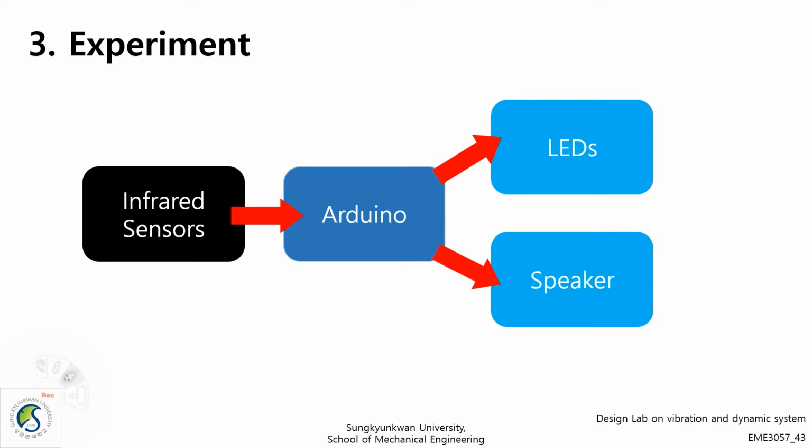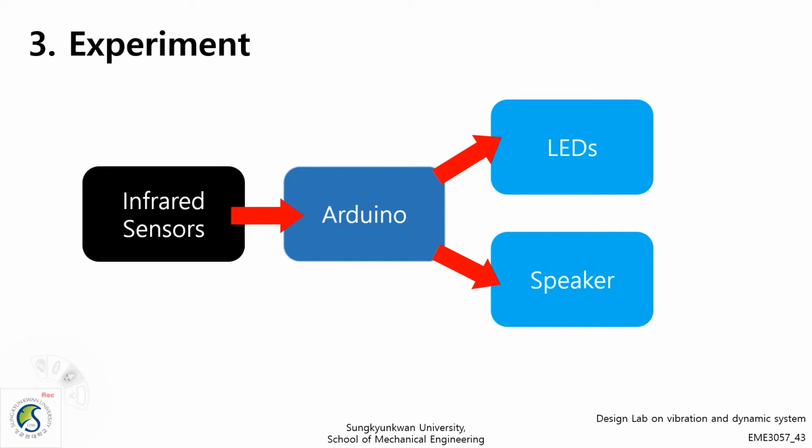For the experiment, I implemented my system in a simple flowchart. First, the infrared sensor, which acts as a button, detects the object and transmits the input value to Arduino, and then Arduino transmits output values to the LED and speaker respectively through the code.